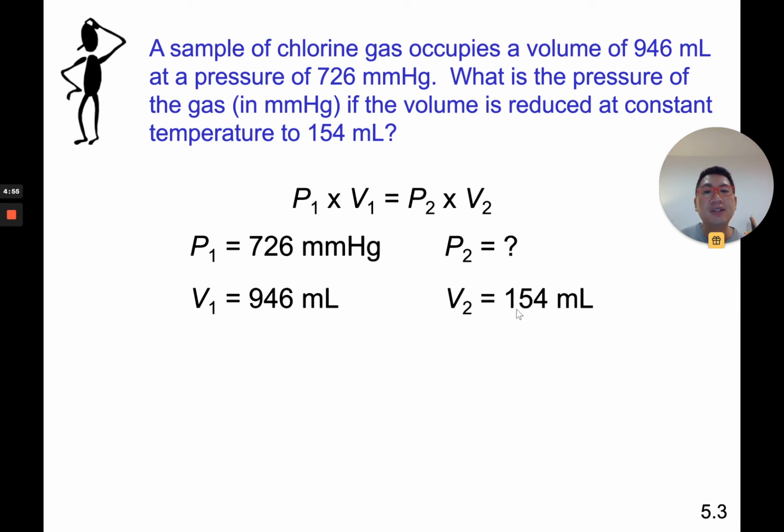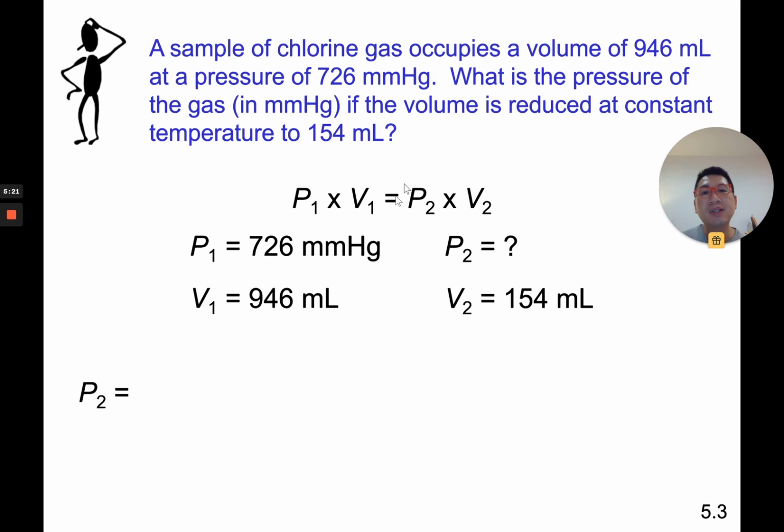So I do know V2. I know P1, I know V1, and I'm trying to find P2. If P1 times V1 equals P2 times V2, this is now just purely an algebra problem. There are 4 variables in it, and I know 3 of 4. I'm solving for P2. Algebraically, I set it up this way.